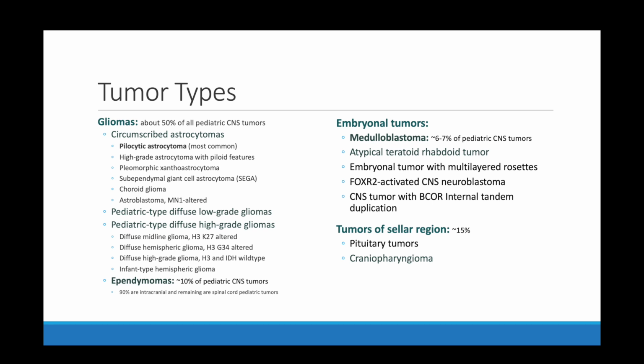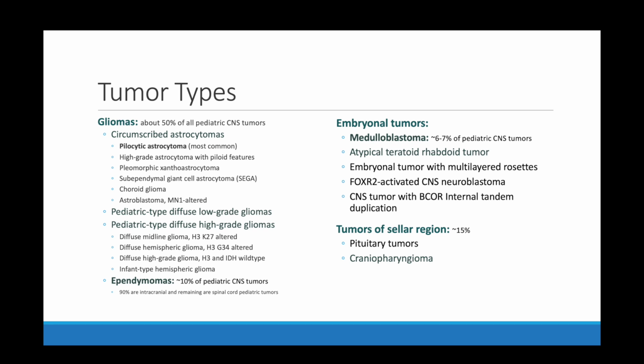Embryonal tumors, so medulloblastoma is another common pediatric CNS tumor that comes up a lot on exams. It accounts for about 6 to 7% of pediatric CNS tumors, and medulloblastoma is unique because after maximal safe resection, we often manage these patients with craniospinal irradiation as well, which we'll talk about a little bit later in this lecture. But medulloblastoma is probably the one pediatric CNS tumor that almost all of the time we're thinking about craniospinal irradiation after maximal safe resection.